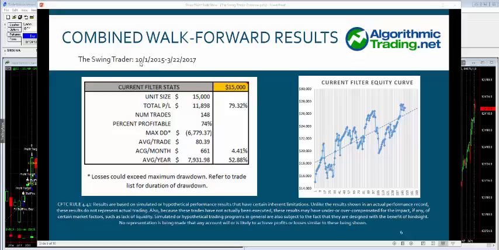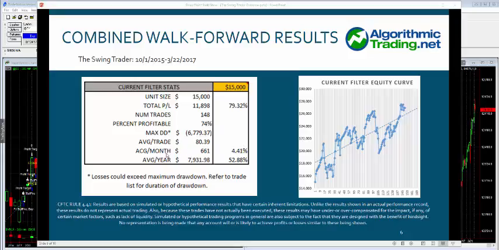So what we've done is we just started with October 2015 through the 22nd of March 2017, and basically just combined those two algorithms. This shows you the blind walk forward results of the swing trader package. A 15K account would be up almost $12,000. We've had 148 trades on the ES and the TY combined. Percent profitable is 74%. The max drawdown is about 6,700.